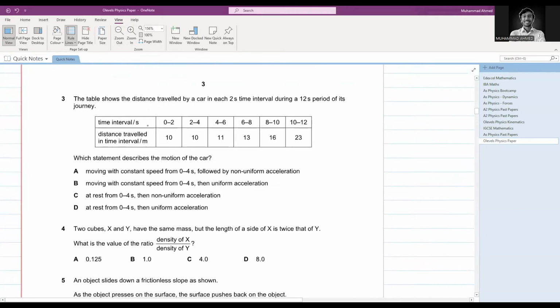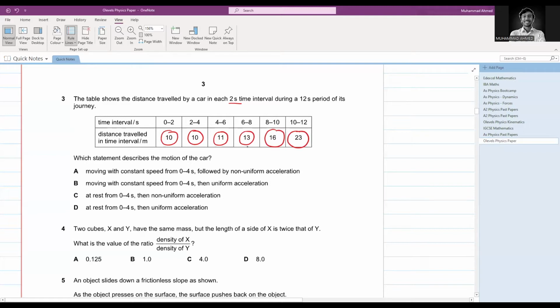The table shows the distance traveled by a car in each 2-second time interval during a 12-second period of its journey. Perfect. So we are given the distance traveled by the car in each 2-second interval. Which statement describes the motion of the car? Okay, so let's examine that. In the first 2 seconds, you are traveling a distance of 10 meters. Then in the next 2 seconds, 10 meters. Then the distance increases to 11 meters, then 13 meters, then 16, then 23.